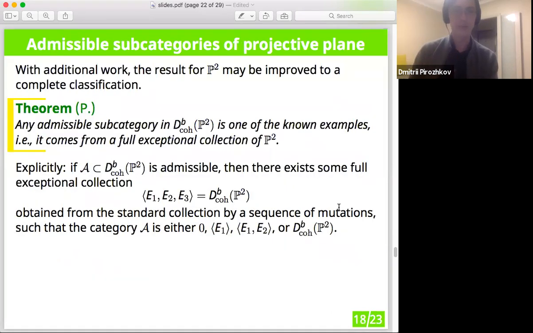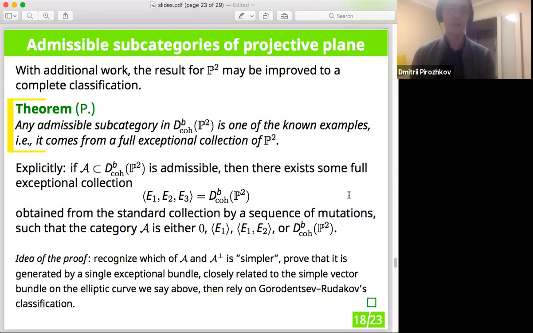So let me just give the statement of this. With some additional work that I very hand-wavingly sketched, the result may be improved to a complete classification: any admissible subcategory is one of the classically known examples of admissible subcategories in P2. By that I mean it comes from a full exceptional collection of P2. Explicitly, there exists some full exceptional collection E1, E2, E3, which can be obtained from the standard collection O, O(1), O(2), constructed by Beilinson a long time ago, by a sequence of mutations, which are operations that Pirozhkov explained yesterday, which transform one exceptional collection into other ones. Basically, we start with a standard collection, we take some mutations, and then we take a subcollection of this sequence. You can get all admissible subcategories by this approach.